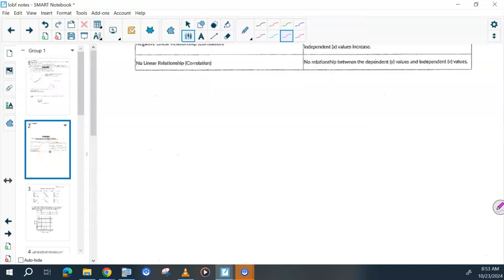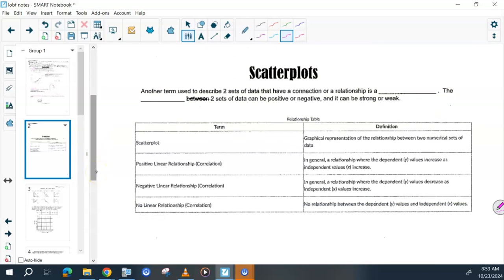On the next page, those words are listed again so that you remember what they are. Another term to describe two sets of data that have a connection or a relationship is a correlation. That's the same word for both. Correlation between two sets of data can be positive, negative. It can also be strong or weak. We talked about that at the beginning of the year, depending on the line, depending on the shape. It could also be linear and nonlinear, but we'll get into that later.